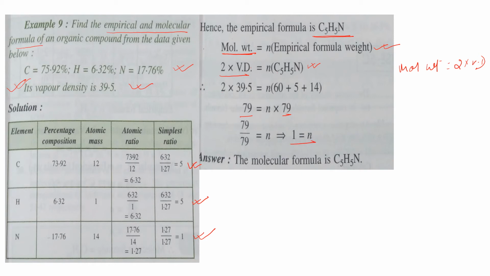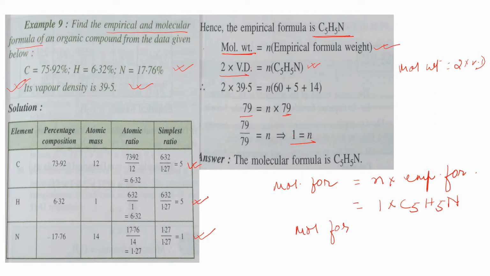Now if n is equal to 1, you know that the molecular formula is equal to n into the empirical formula. My empirical formula I have got as C5H5N and the value of n is 1. So my molecular formula is also coming as C5H5N. So this is my empirical formula, this is my molecular formula. Both are the same.